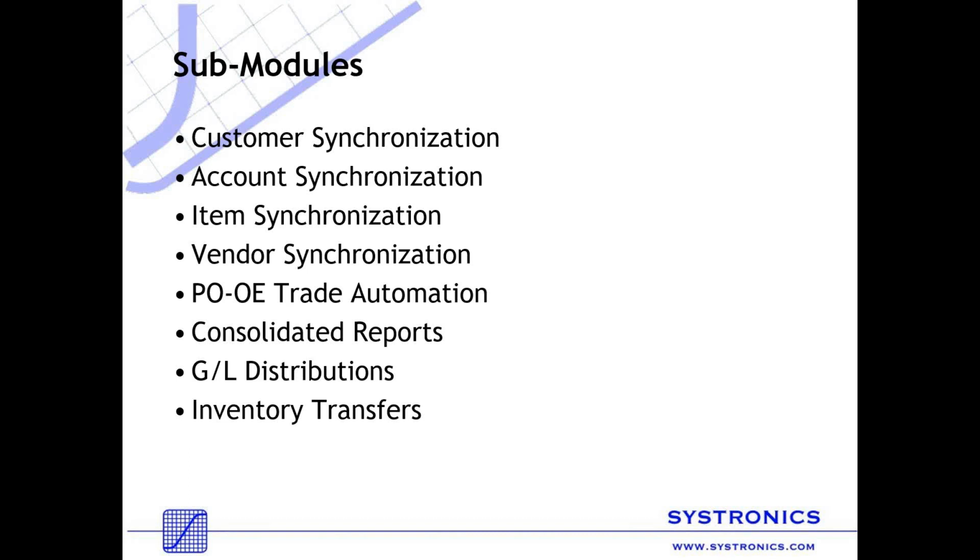The following submodules are included in SYSTRONICS Intercompany Utilities: Intercompany Account Synchronization, Customer Synchronization, Item Synchronization, Vendor Synchronization, Intercompany POOE Trade Automation, Consolidated Reports, GL Distributions, and Inventory Transfers. Please note that each submodule requires a separate license link. You may buy only those submodules which you are interested in. However, the main module is required for all submodules.